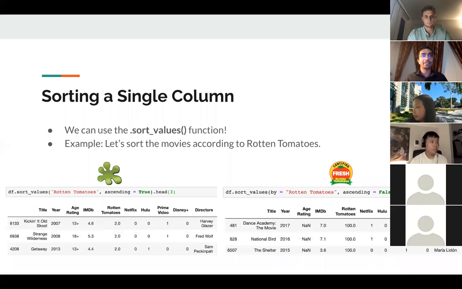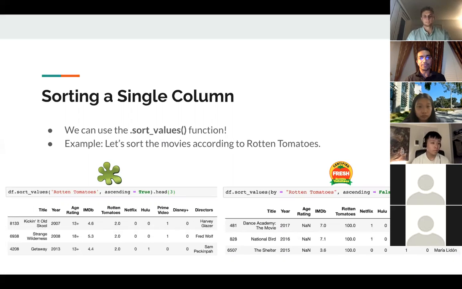Okay, so now we'll go into sorting. Sorting is also a really useful operation, because sometimes you want to know what is the most popular thing, what is the least popular, what's the best, what's the worst. And when it comes to movies, this is no different. We really want to see which movies are great, which movies are not so great. So we can use a sort values function here.